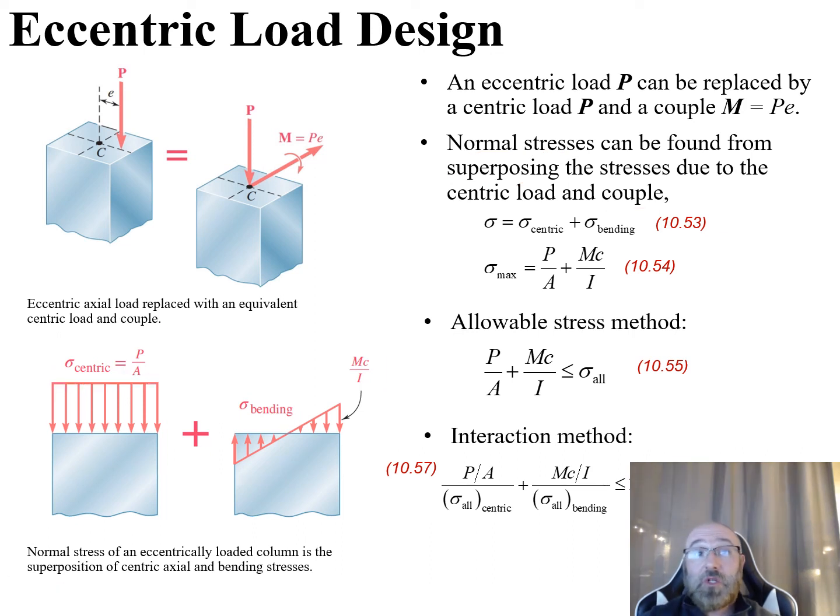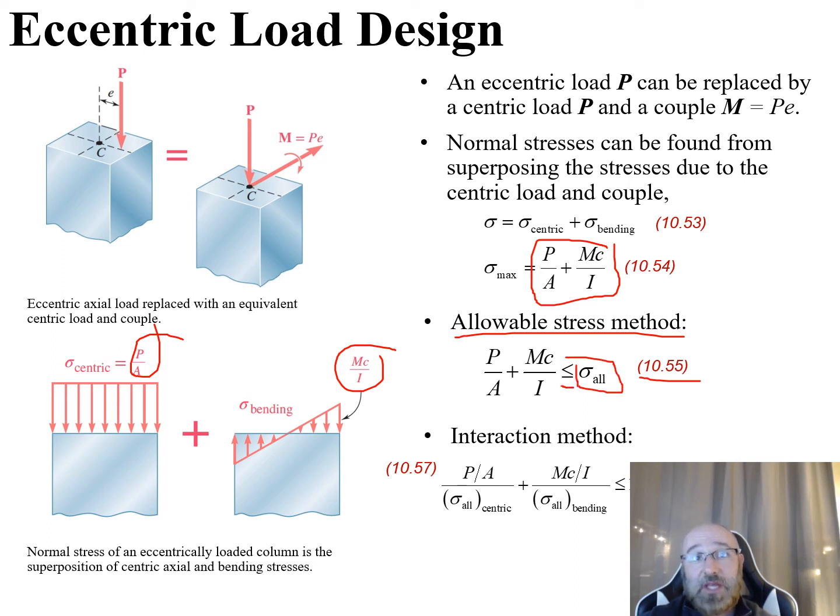Now we can also utilize our allowable stress method for this eccentric load design, and that relates back to our equation 10.55 in our textbook, where we have this relationship that we've seen from 10.54, where we have that stress from our centric loading and our stress from our bending right there added together. This needs to be less than or equal to our allowable stress right there for our criteria for our allowable stress method, again relating to equation 10.55 in our textbook.